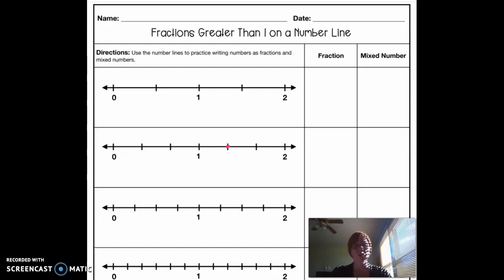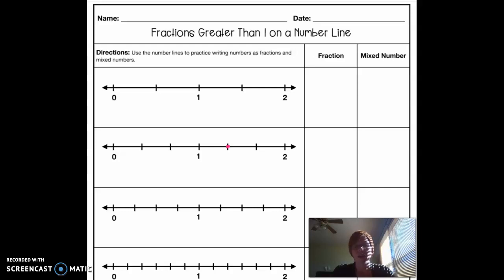I would like for you to go to the back of your packet and find this piece of paper, fractions greater than 1 on a number line. Please make sure your name, number, and date is on it, and then let's talk about what you're going to do on this. The directions say use the number lines to practice writing numbers as fractions and mixed numbers.